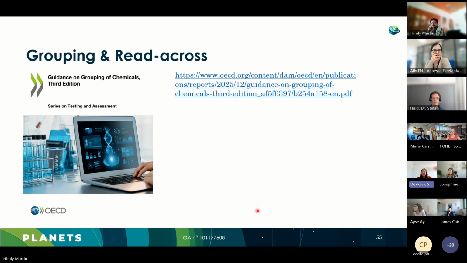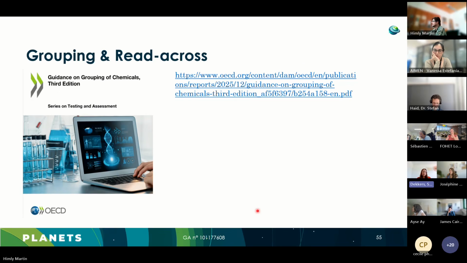So that's a little bit about the database. There's much more in it, but I'm not going to explain it at this moment because I wanted to connect it to what we have seen so far. Another thing you can do is grouping and read across. And that's this slide. So we have, for example, OECD, but there's also a document from ECHA, the RAF document. I didn't put this on the slide because I'm going to tell you a little about this guidance from OECD.